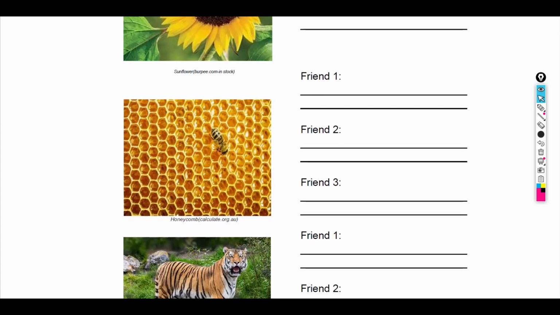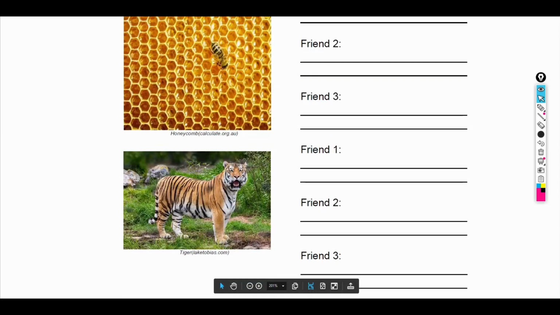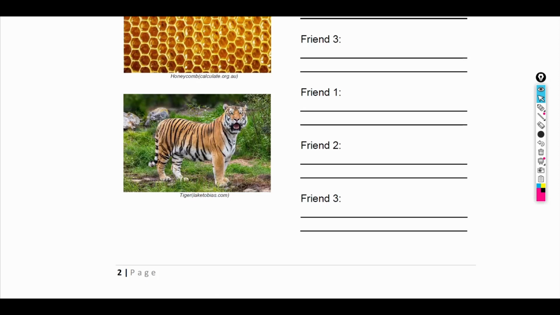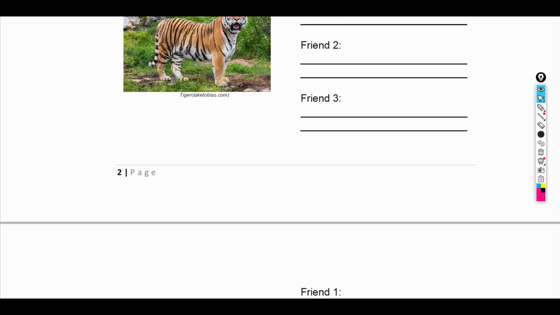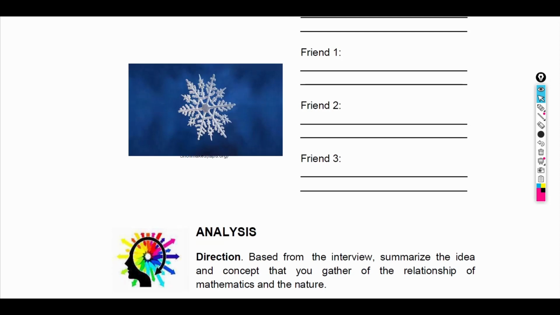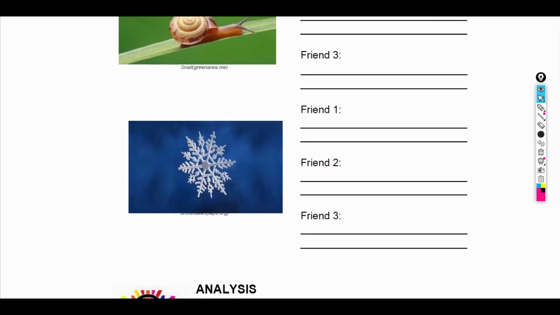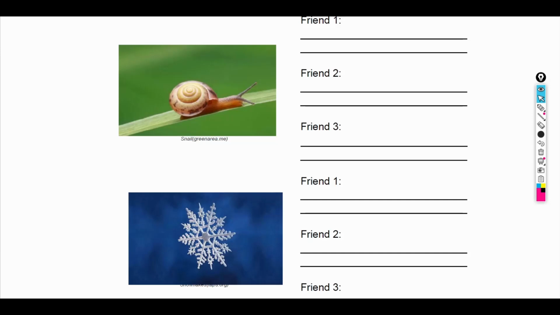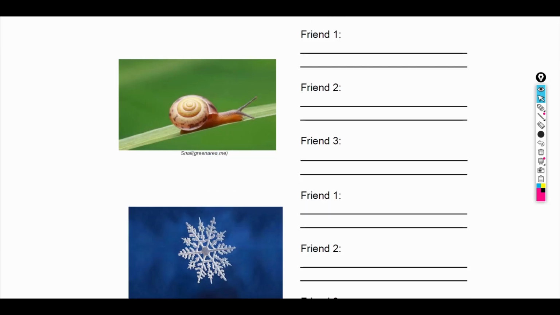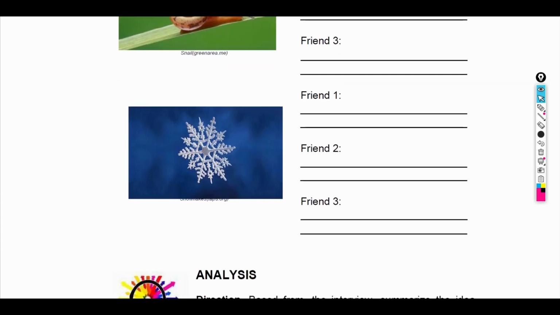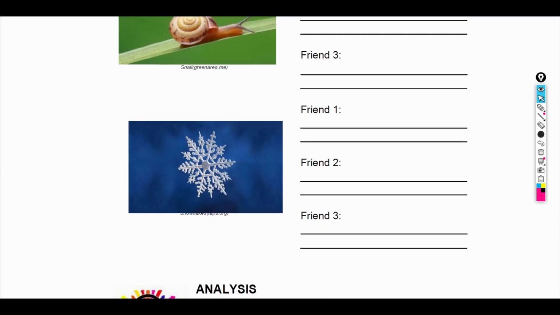The same is true with the honeycomb. So, relate also what its relation to mathematics is. The picture of the tiger, particularly its stripes. So, how is that related to mathematics? Okay, the snail. What about the snail? Its shell, its shape, etc. So, ask 3 of your classmates also like this. What is the relation to mathematics? And then for the snowflakes, this picture, the same, answer these three.